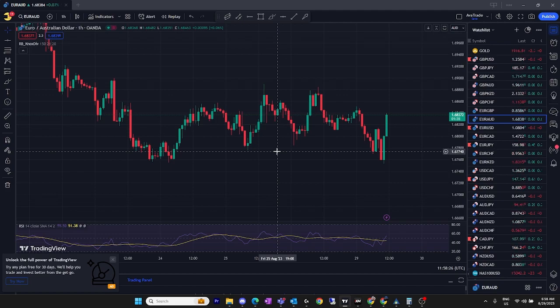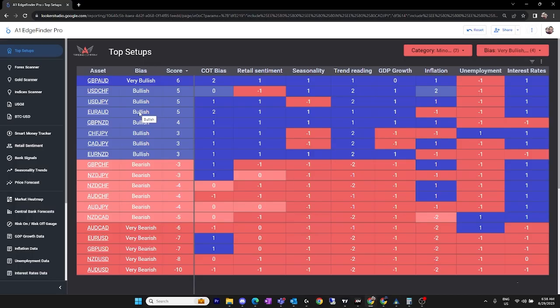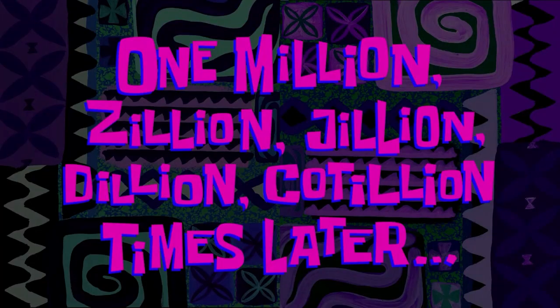Kaya kung baguhan kang trader, wag kang magpadala sa mga ganong klaseng emosyon, ha. Walang time limit, no. So analyze all you can, but make sure that when you do, you're following the set of rules na ginawa mo para sa sarili mo. Okay. 1 million, zillion, jillion, dillion, cotillion times later.